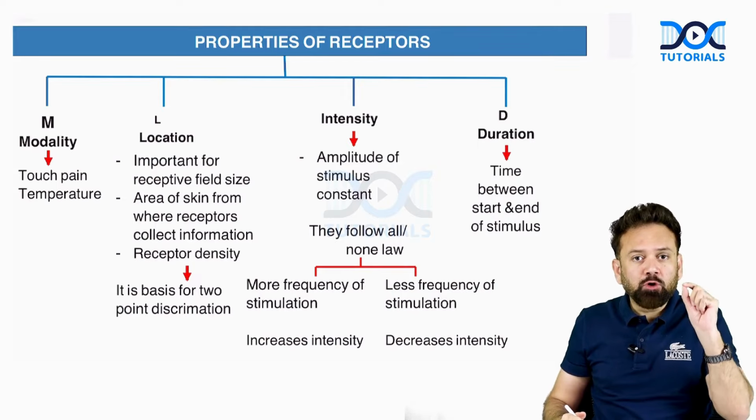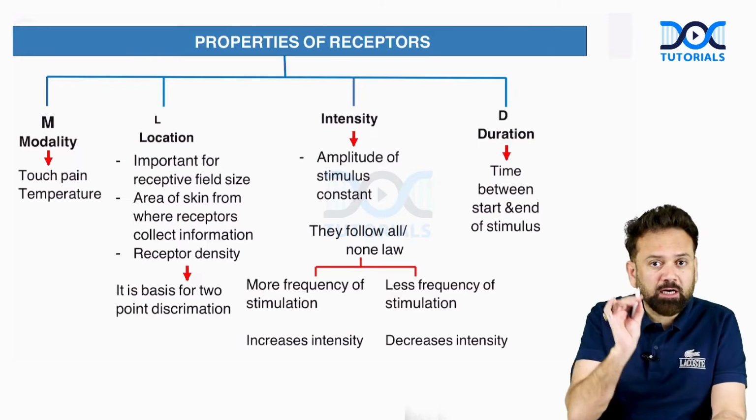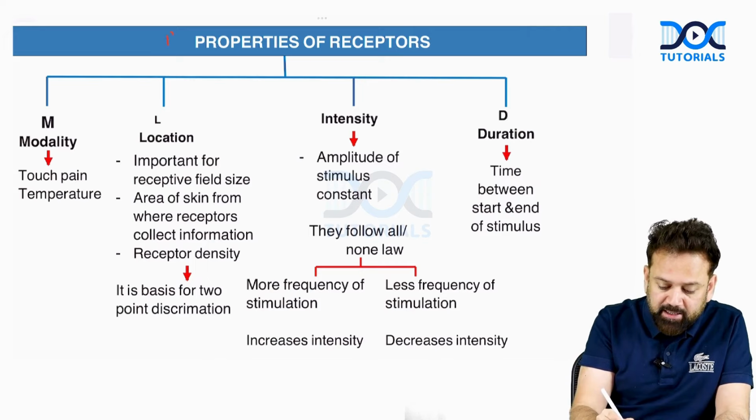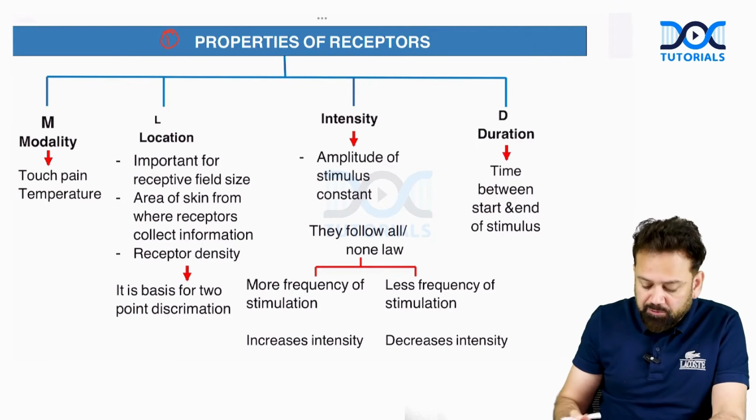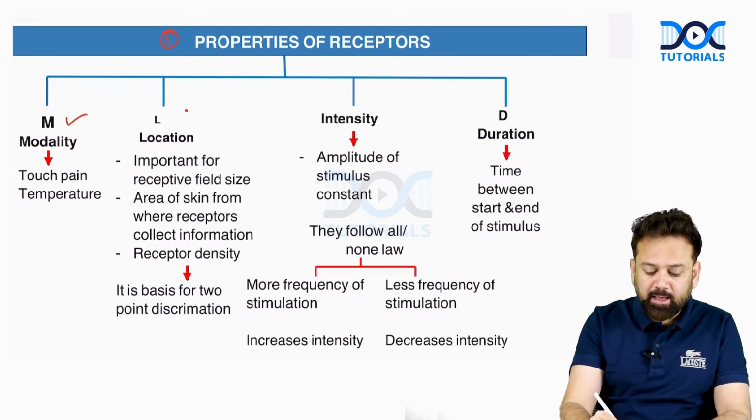Suppose someone is touching you, you are perceiving at the cortex. You are seeing me, you are perceiving me at the cortex. So starting with the receptor. Number one, cutaneous receptor. So what are the properties of cutaneous receptor, doctor? Mnemonic is M-lid. M is modality, L is location, I is intensity, and D is duration.